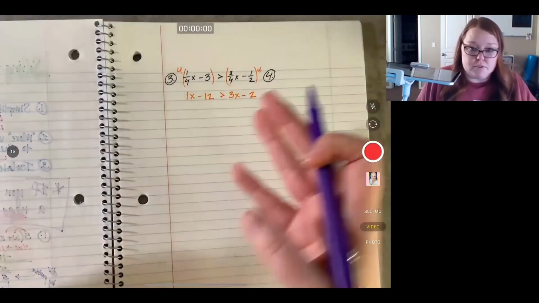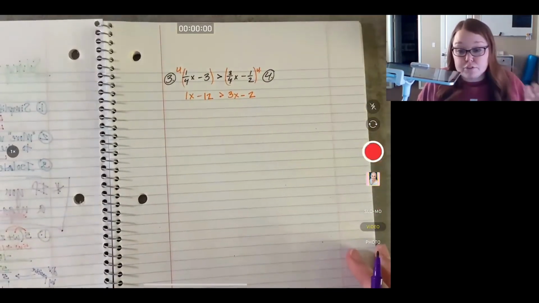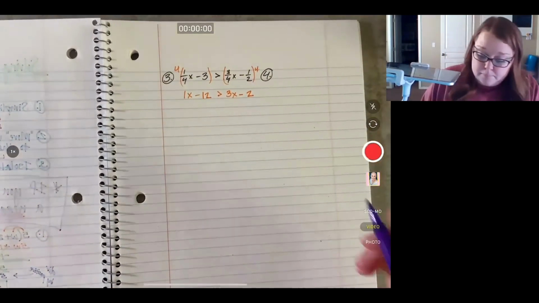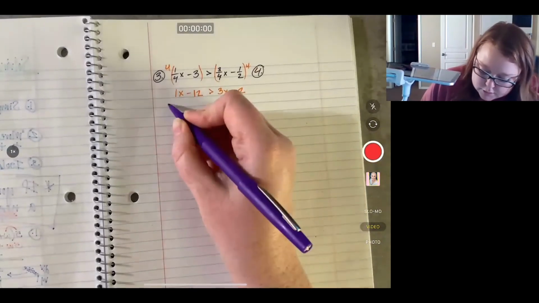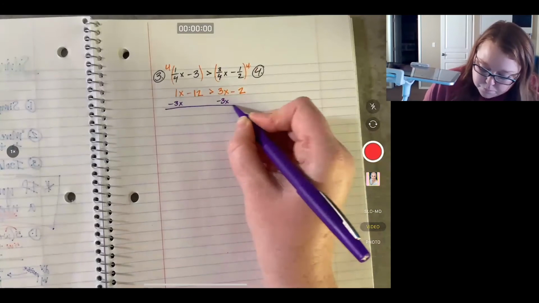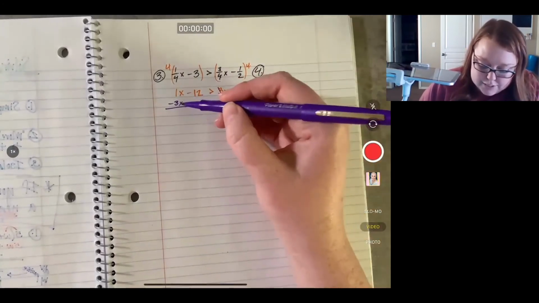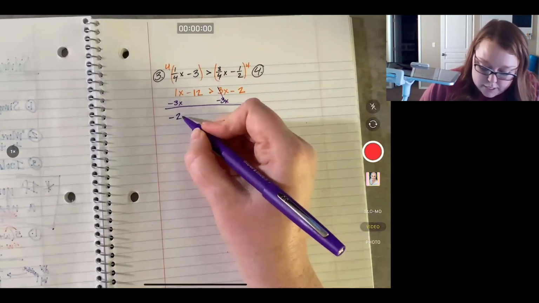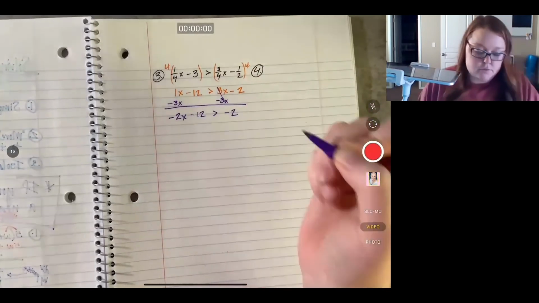Move all your variables to the left, everything else to the right. You can move your variables to the right, you're just going to have to be careful when you flip it at the end. So I'm going to move this 3x. I'm going to subtract 3x since it's positive. 3x minus 3x cancels. 1x minus 3x is negative 2x. Drop down everything else.